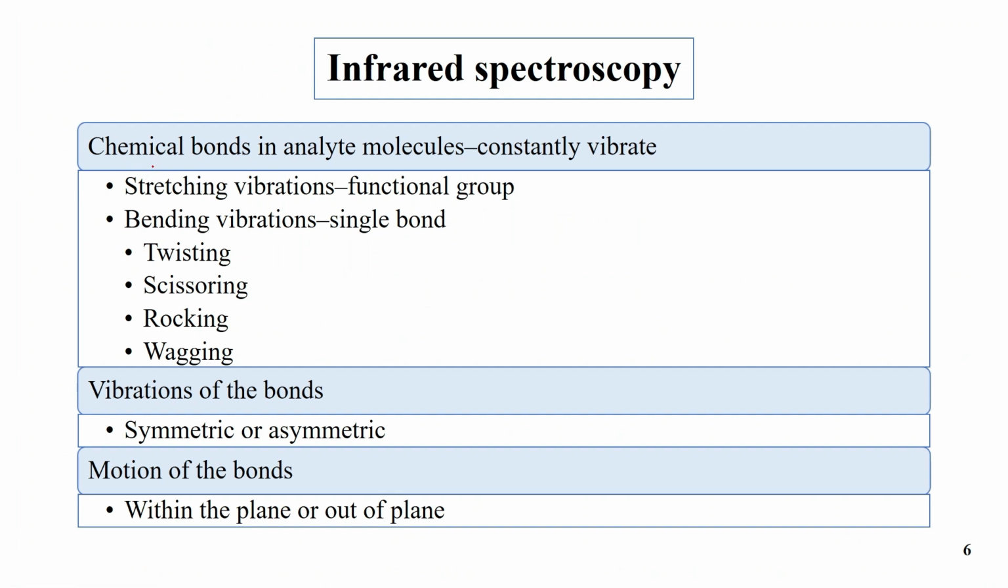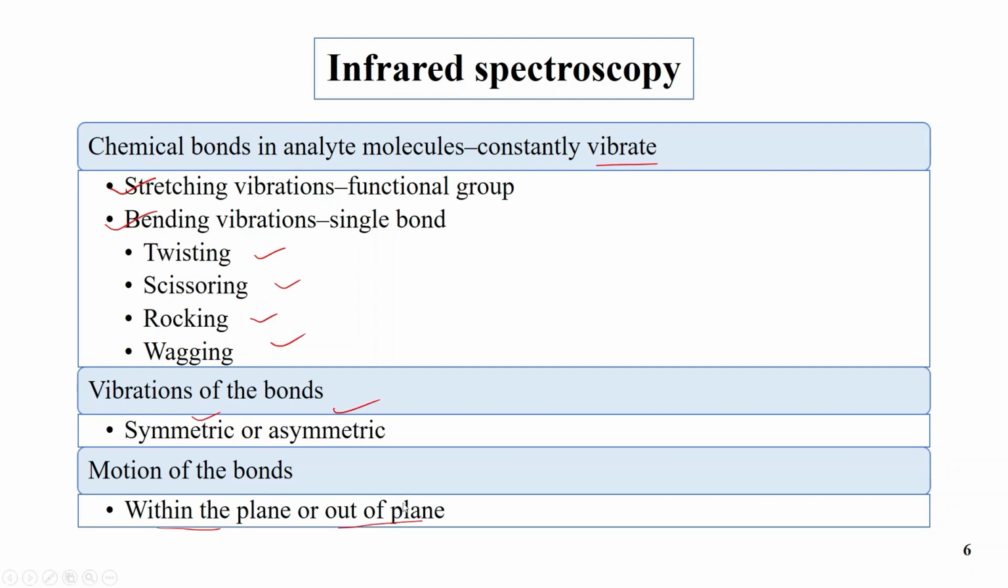As I have already told, chemical bonds in analyte molecules are constantly vibrating at a particular frequency. There can be stretching vibration or bending vibration. Each and every functional group shows stretching vibration and also bending vibration. Under bending vibration, we will see twisting, scissoring, rocking and wagging. The vibration of the bonds can be symmetric or asymmetric, and the motion of the bonds can be within the plane or out of the plane, which we are going to see.